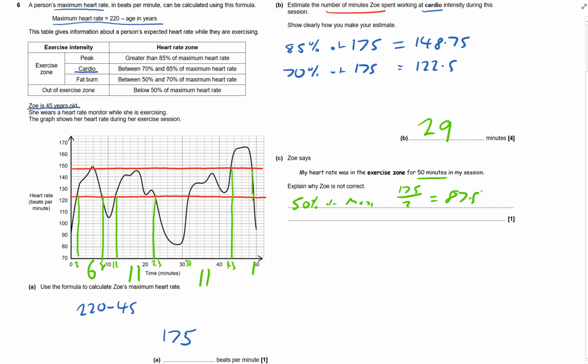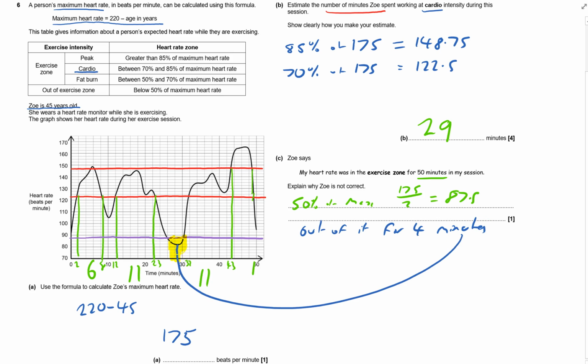Going to do that on my graph. I'll do that in purple. 87.5 is here. Does she stay above? No, she doesn't. Absolutely doesn't. Here, that bit there, she's below it. So for about 4 minutes, she's out of it. So out of it for 4 minutes. And a little arrow going to there. And that'll do. And that's 6 done.